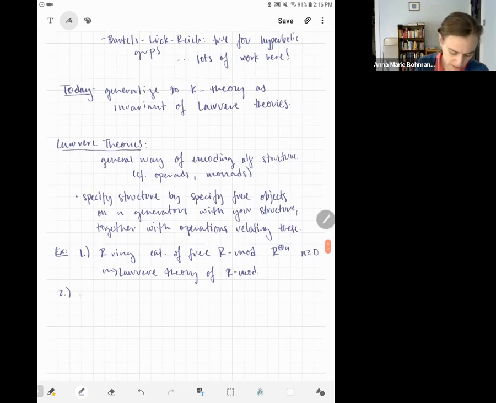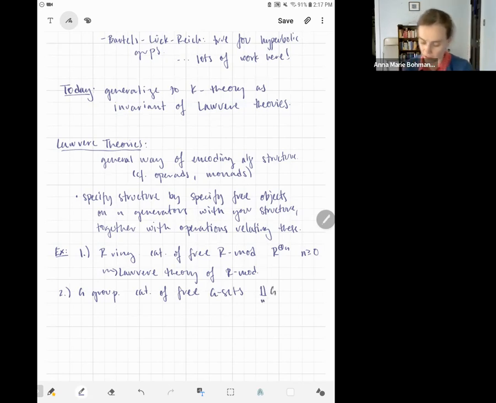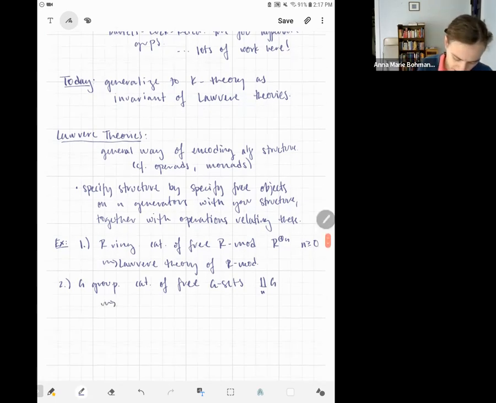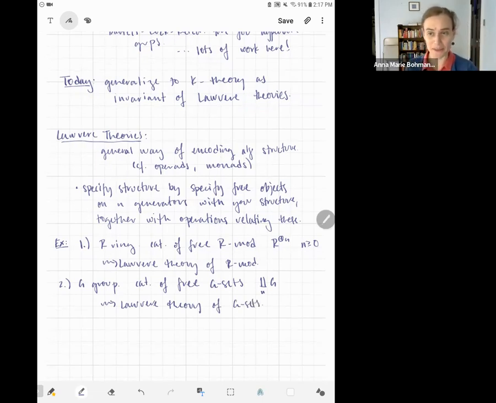A similar kind of example is if G is a group, I can look at the category of free G sets. So these are G sets, sets with G action, of the form the disjoint union of G with itself n times, again for any n greater than or equal to zero. And this gives me the Lawvere theory of G sets. A very important special case of this one is when G is the trivial group. If G is trivial, then this just gives me the Lawvere theory of sets, which is a very important Lawvere theory that plays a special role in the overall structure.